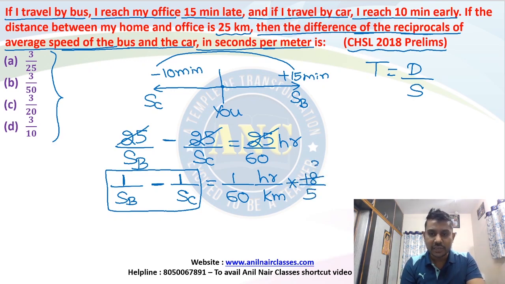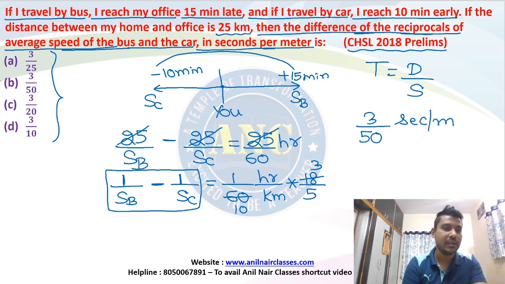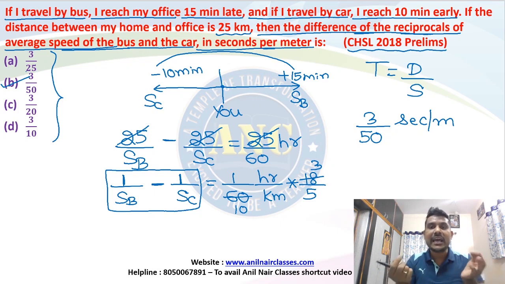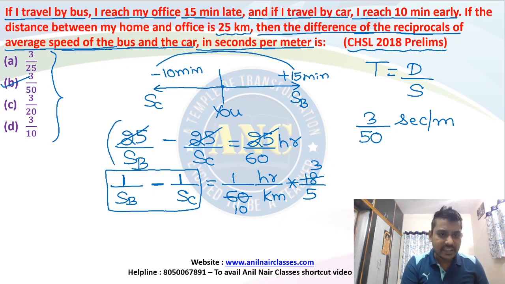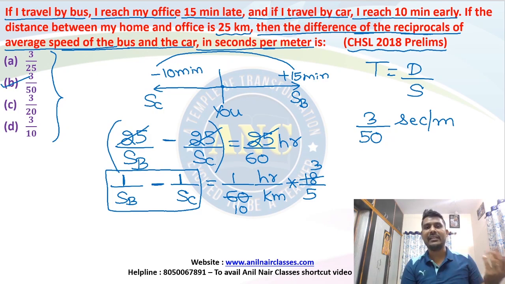So 6 into 3 is 18. 6 into 10 is nothing but 60. 3 divided by 5 into 10. So 3 divided by 50 should be the final answer, and that will be in terms of seconds per meter. Answer for this question is 3 by 50, which is option B. I hope you are very clear with the logic. The left hand side is nothing but the difference in time. Difference in time according to the question is 15 minus of minus 10.